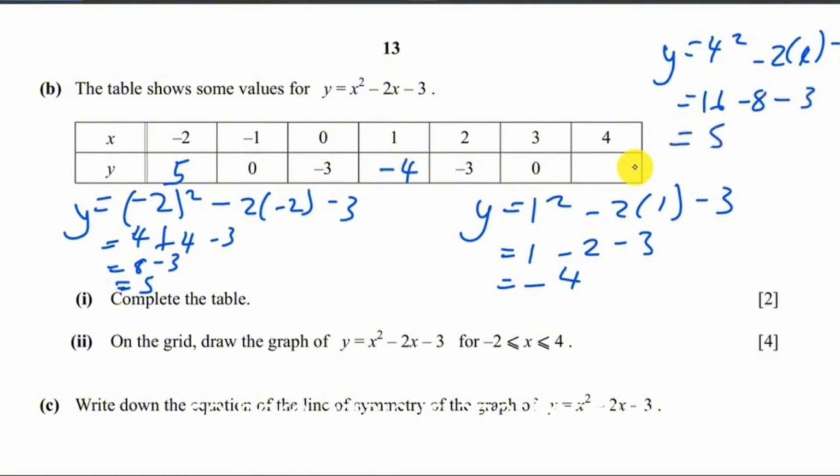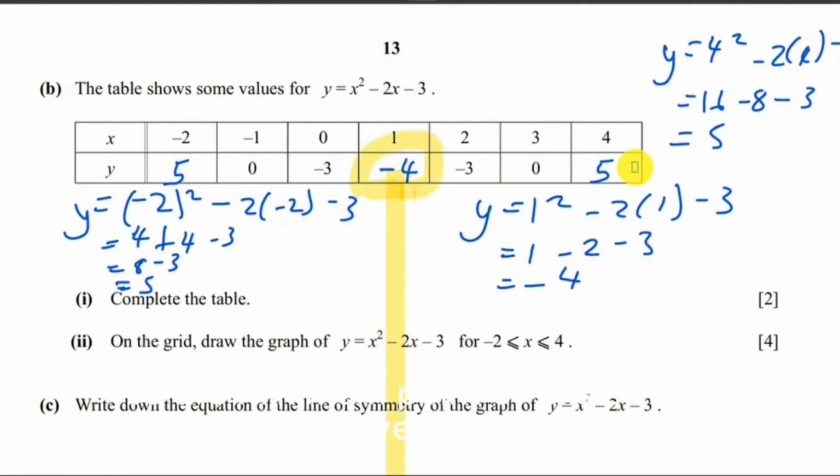So here again it's another 5. Right, so I've completed the table. Now when we are doing this curve, this is going to be a curve. You can see that after this minus 4, all other points start increasing up to 5. So it must mean that the lowest point of this graph is equal to minus 4.